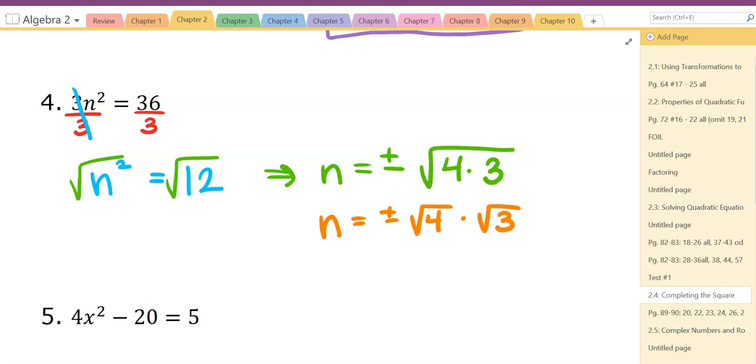So in this case, the square root of 4 is 2 again. So we get plus or minus 2, and then that radical 3 just has to attach on to the end.